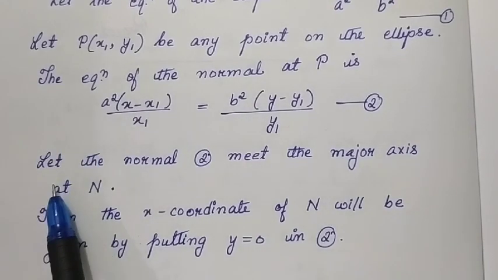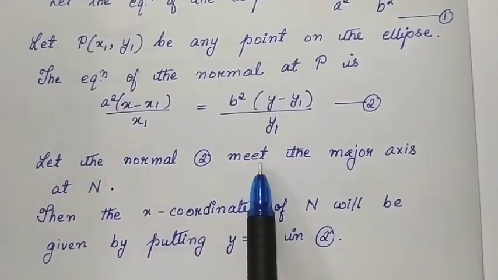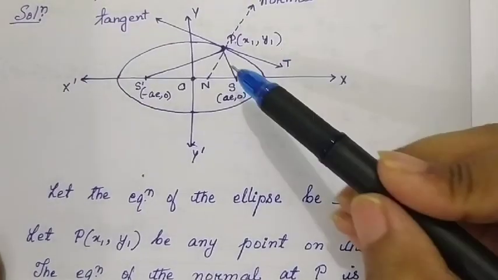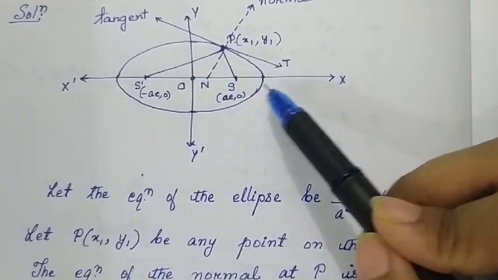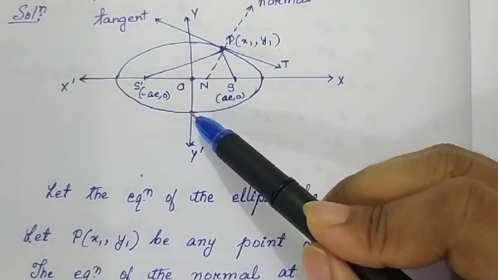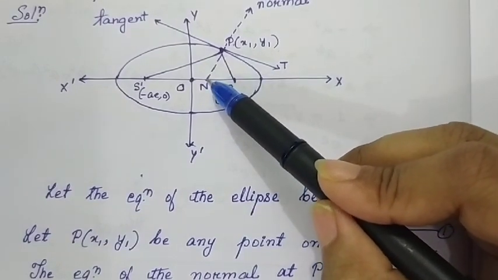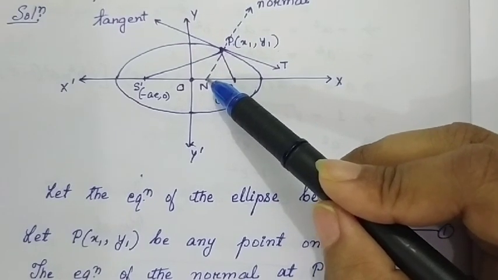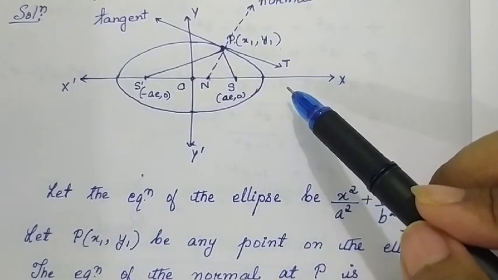Now see, let this normal meet the major axis at N. See here, this normal is meeting the major axis. What is the major axis of this ellipse? The major axis is obviously the x-axis, and the y-axis is our minor axis. So the normal is meeting the major axis at the point N. What will be the coordinates of this point N? Since N lies on the x-axis, obviously our y will be 0.